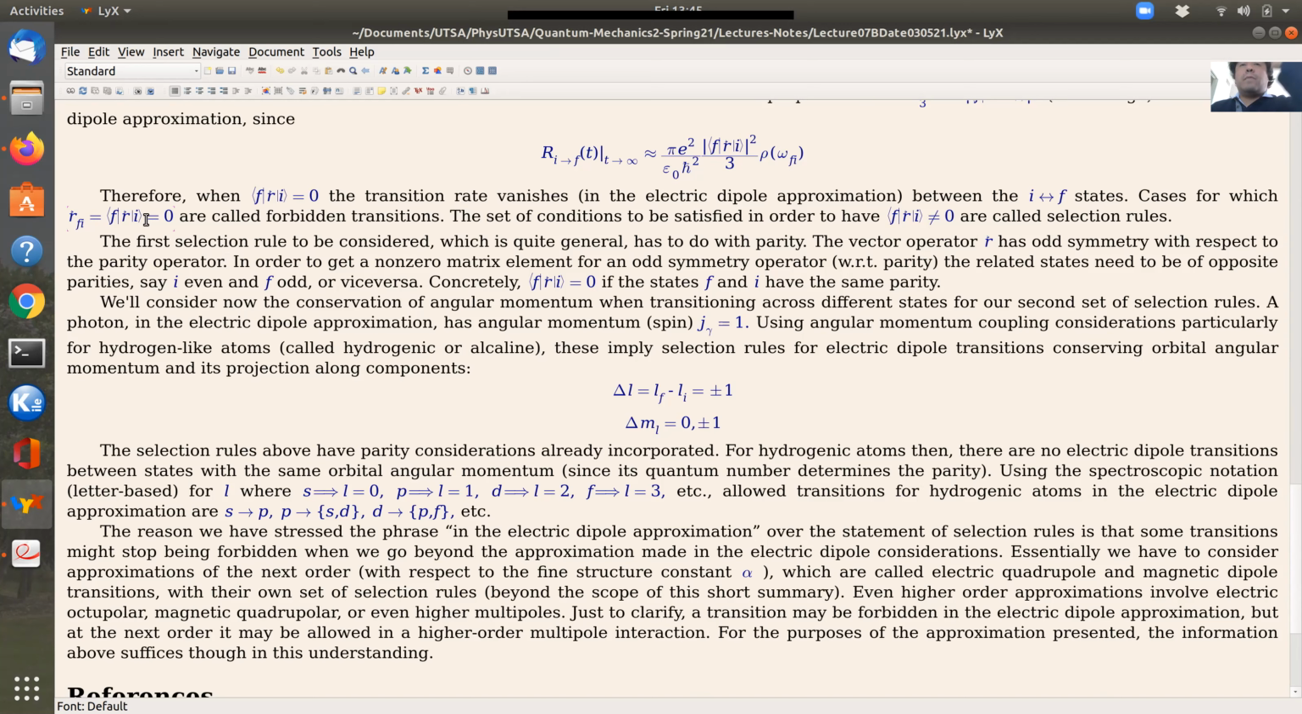So where is this going to come up? When you perform an integral over space given an initial state and a final state. So in order to get a non-zero matrix element for an odd symmetry operator, basically the related states need to be of opposite parity. For example, I even and F odd. And why? Because think about it, just do the mental calculation in your mind. You're going to perform an integral where you have states I and F of given parities, or symmetries, sorry. And then you have the operator R multiplying. So you're going to perform an integral over R. Now, R is an odd function, right? Think about it for a second.